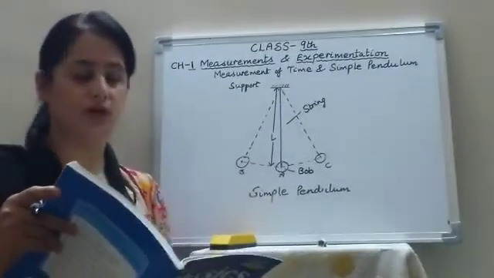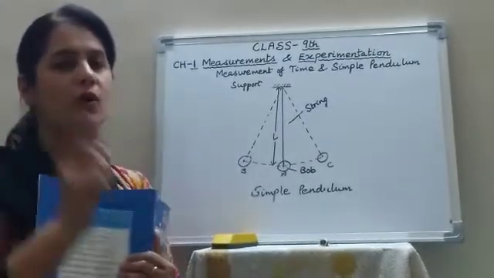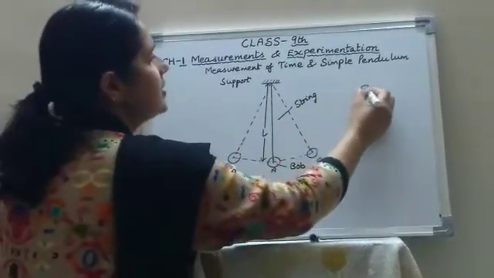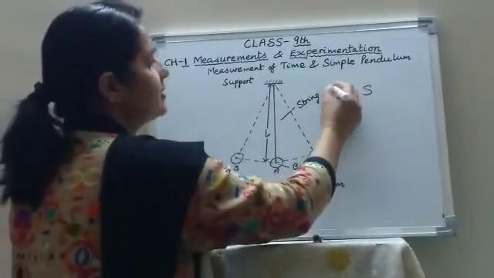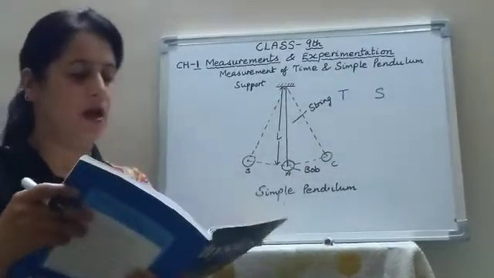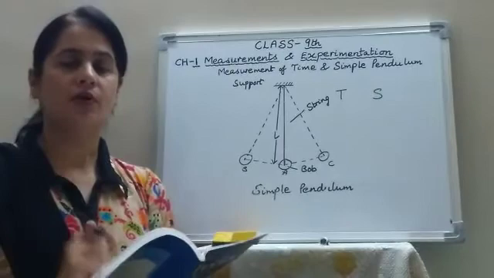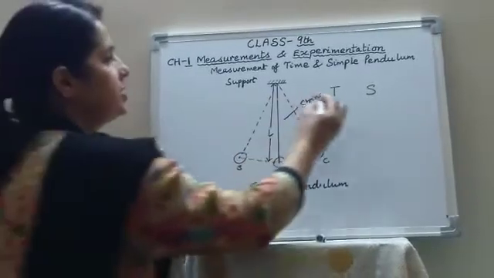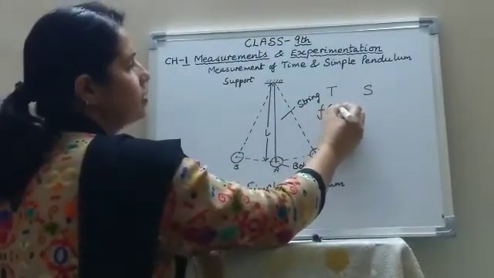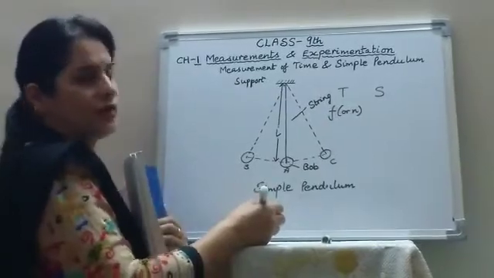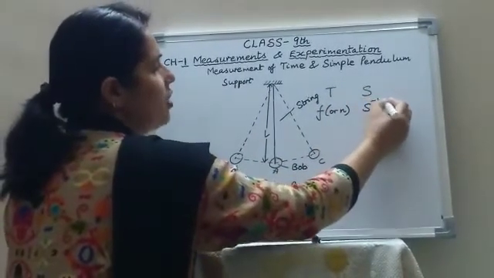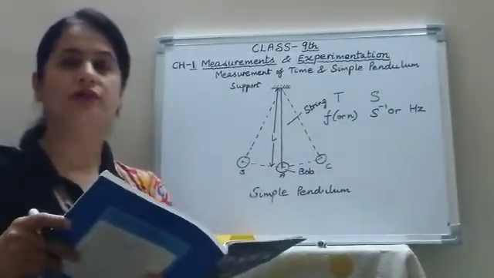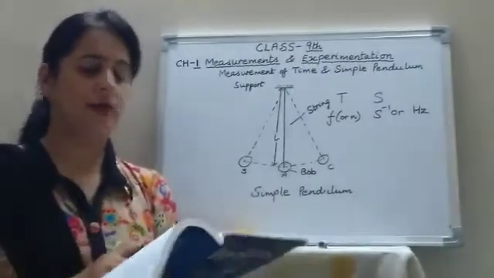Now time period or period of oscillation, it is the time taken by one oscillation and the unit of time period is second and it is represented by the symbol T. Frequency of oscillation. The number of oscillations made in 1 second is called the frequency of oscillations. It is usually represented by F or small letter n and the unit of frequency is per second or hertz.